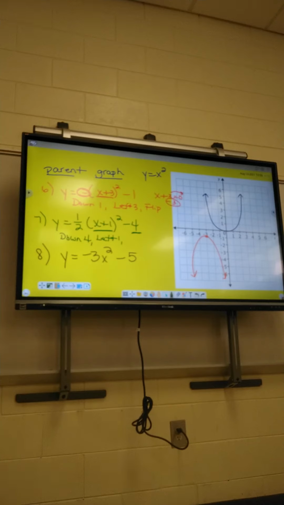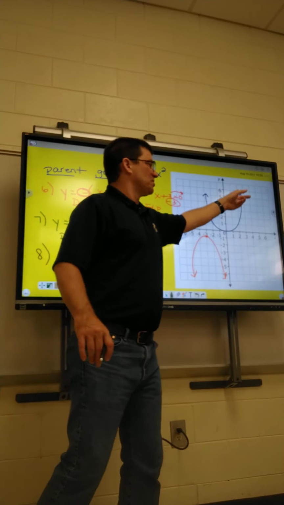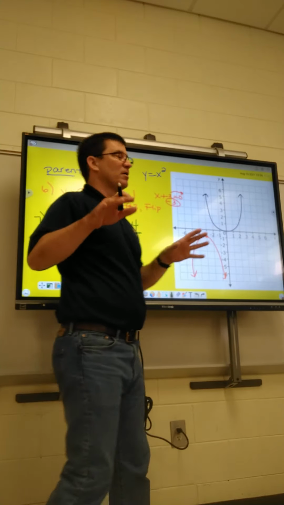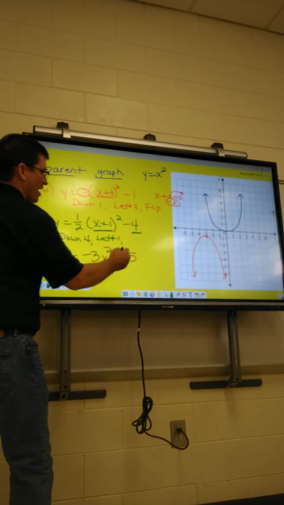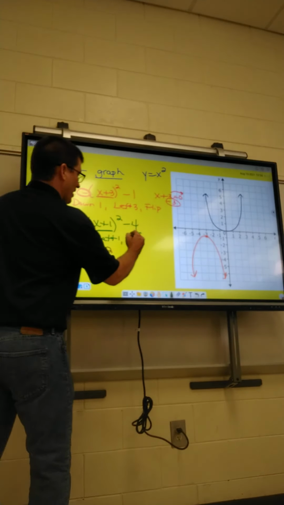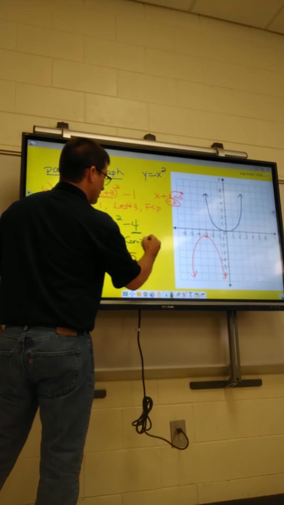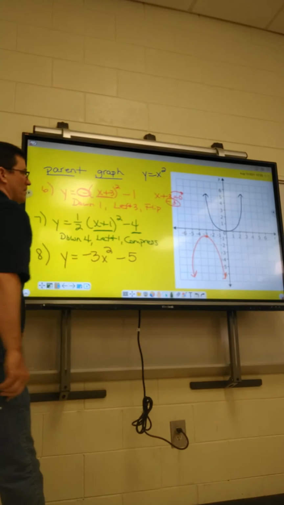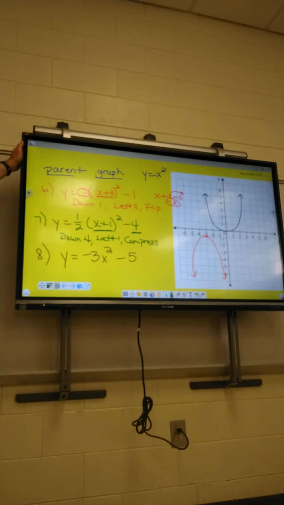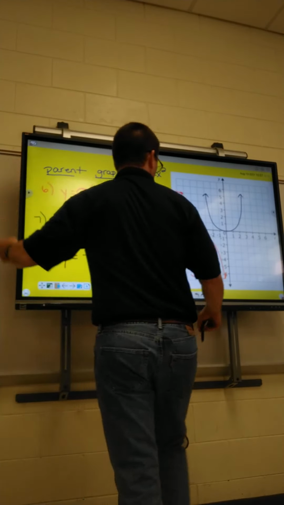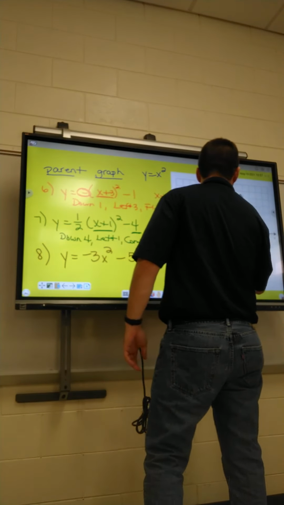Good. What if it's squared right here? That's not the fraction. The square is just giving you the shape, which is a parabola. So you don't have to do anything with the square. So this one's got a fraction. It's going to get fat, which we call compress. So let's graph it. Down 4 and left 1 is right here. Put a point.